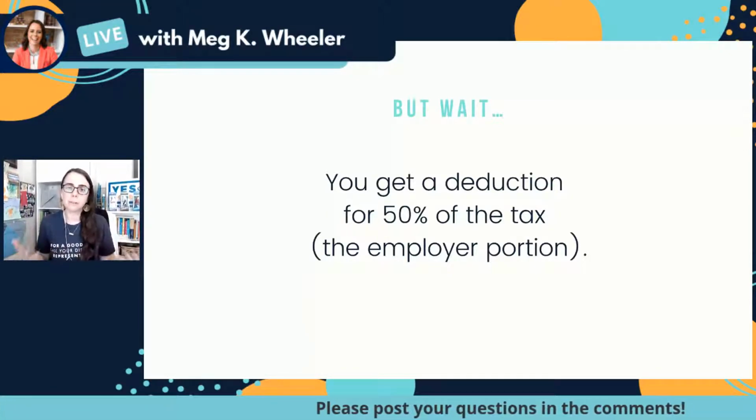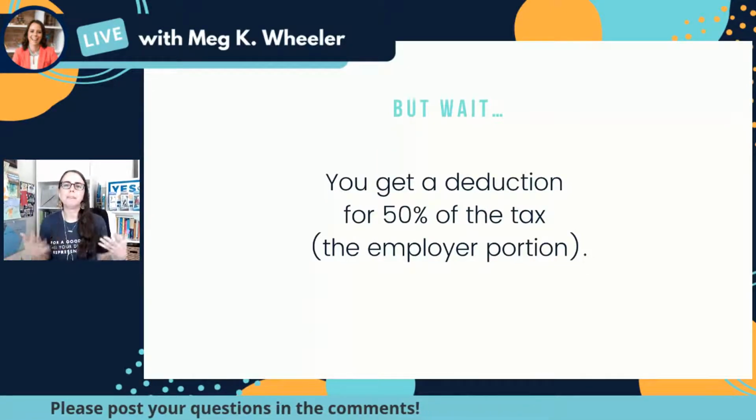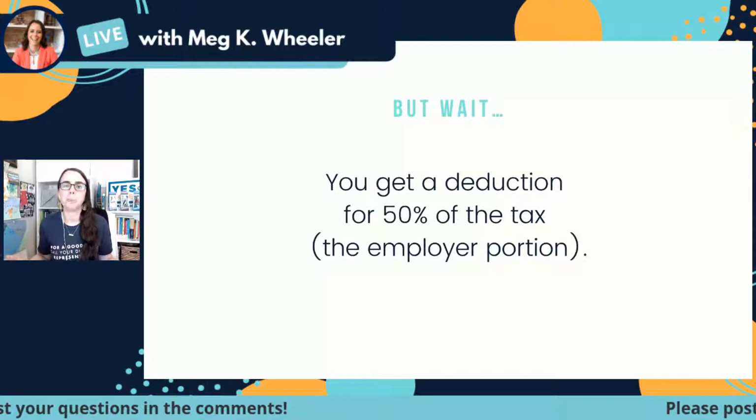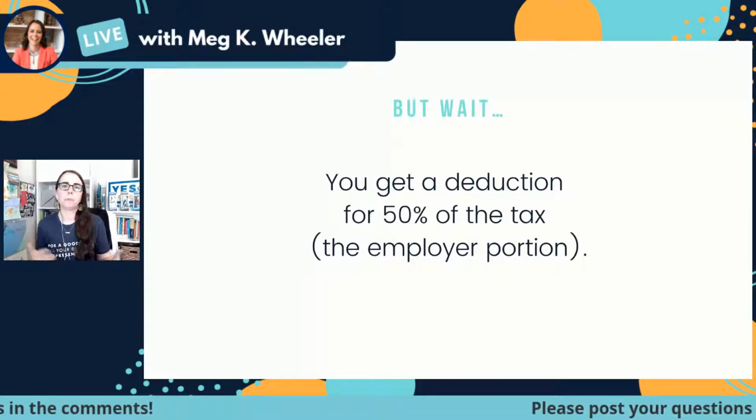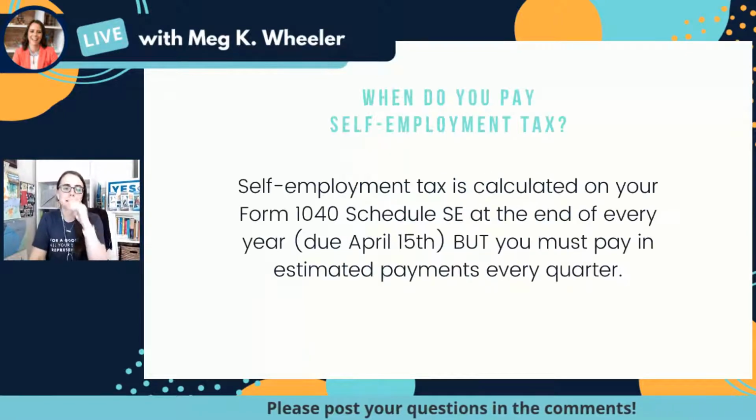So the effective rate for self-employment taxes is actually not 15.3%. When we say effective rate, we mean effectively what you pay. So it's not 15.3%. It ends up being less because you get that deduction. So there is some good news in all this.